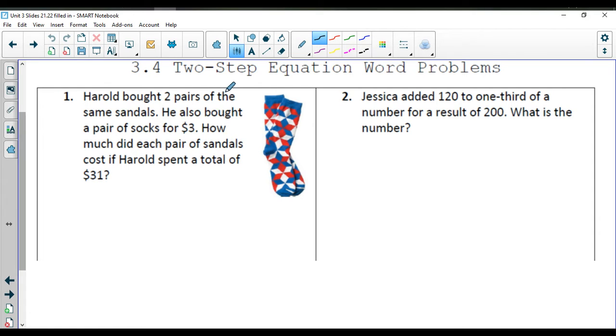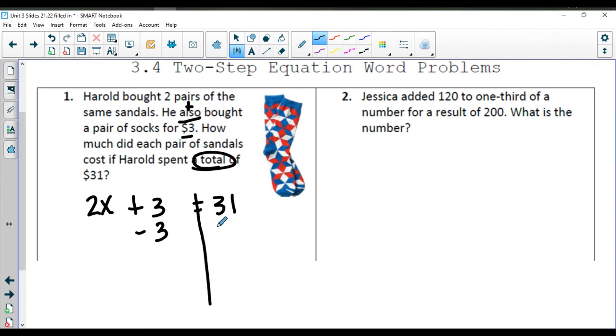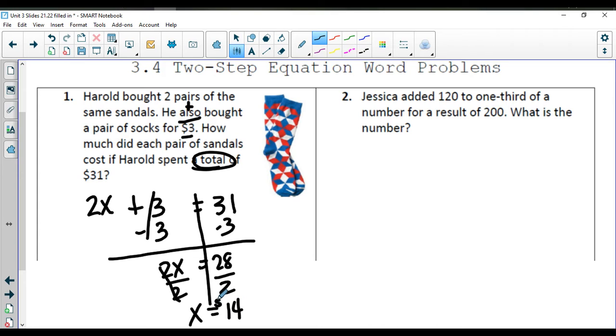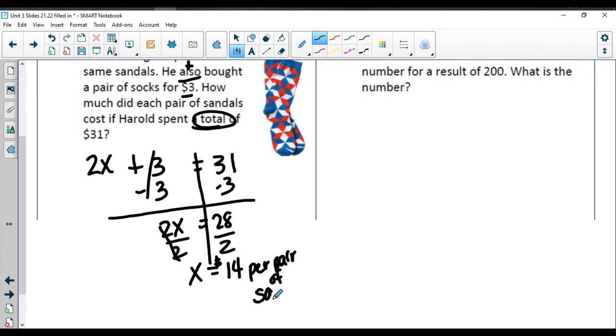Harold bought 2 pairs of the same sandals. He also bought a pair of socks for $3. How much did each pair of sandals cost if Harold spent a total of $31? So that's my equals number. 2 pairs of the sandals are going to get the x, and then the pair of socks for $3. Subtract the 3 from both sides. I'm going to get 2x equals 28. Divide through by 2 on both sides, and x is equal to 14. So it's $14 per pair of sandals is my label then.